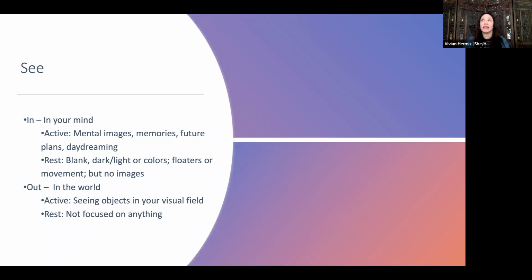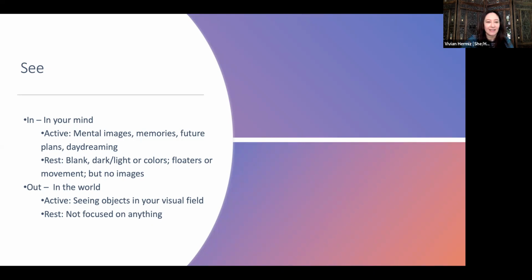Same thing when we're looking out into the world. We have the active state of, for example, noting something and recognizing it, labeling it for what it is, or seeing shapes and colors and densities and size. That's a very active engagement of our visual ability, whereas in the restful state, it's that hazy, not focused on anything, ability to take in the whole picture, but not place your visual field on any particular thing.